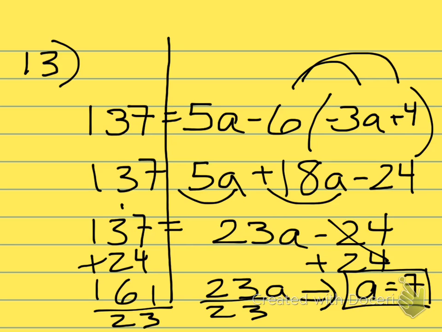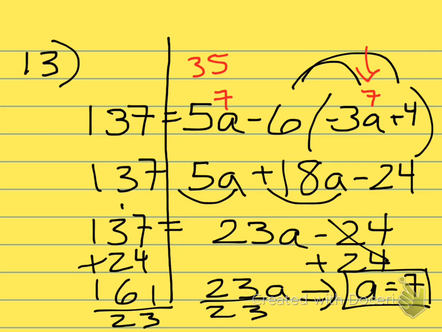Recall that there's a check step to these. Let me change my color for a moment. The check step would be to substitute a 7 in wherever we see the a. Now, if I screw this up, I'm going to say I did it on purpose, just so you know. That would be a 35. Let's do inside the parentheses first.